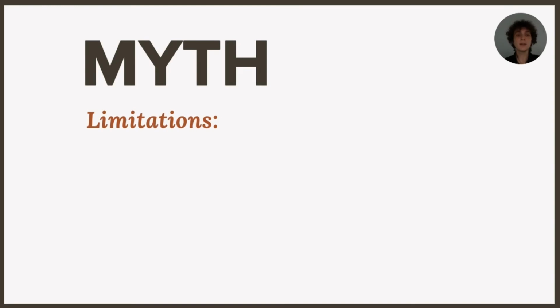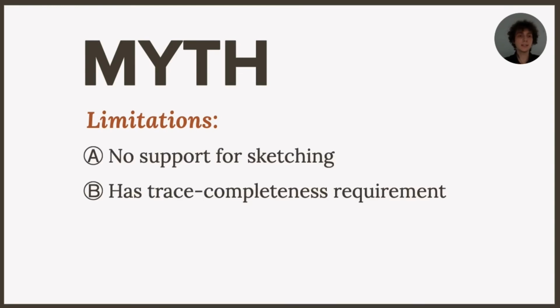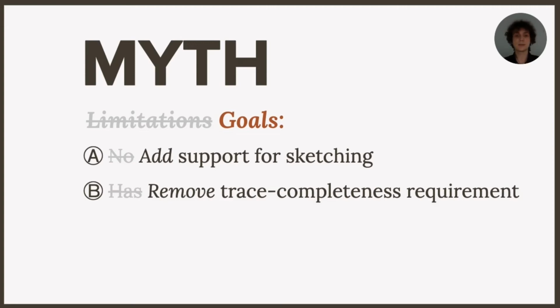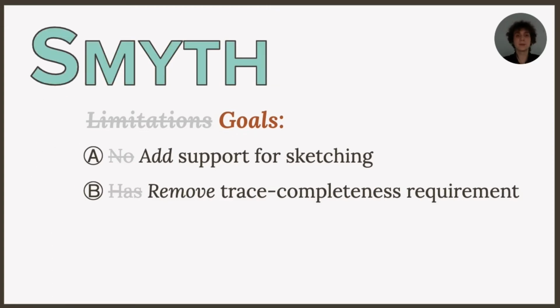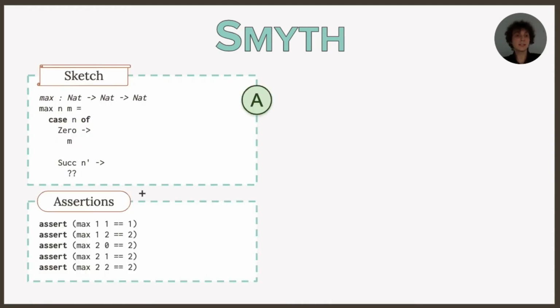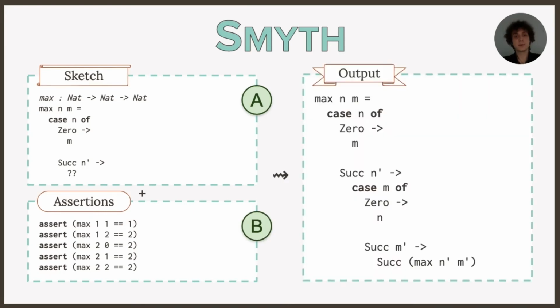So to recap, here are two limitations of Myth. First one is that it has no support for sketching, and the second is that it has this trace completeness requirement. But instead of framing these as limitations, what if we treated them as goals, and instead of saying that there was no support for sketching, we wanted to add support for sketching and remove the trace completeness requirement? Then we could call our system Smith. So what we'd like to do is provide Smith a sketch, which would be our first goal, and some non-trace complete examples, which would be our second goal, and get the same output as before.